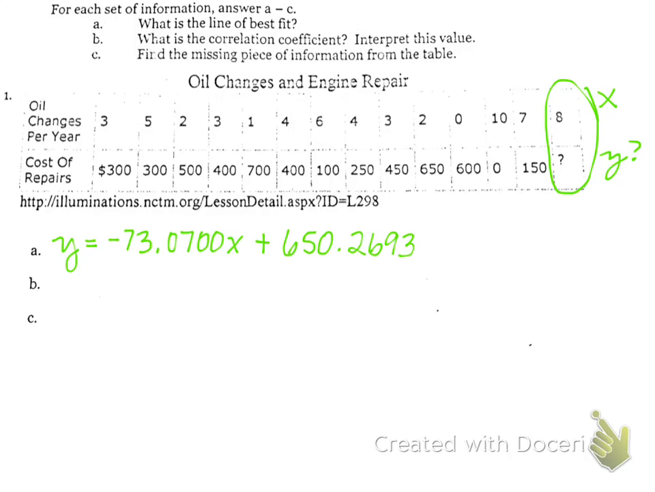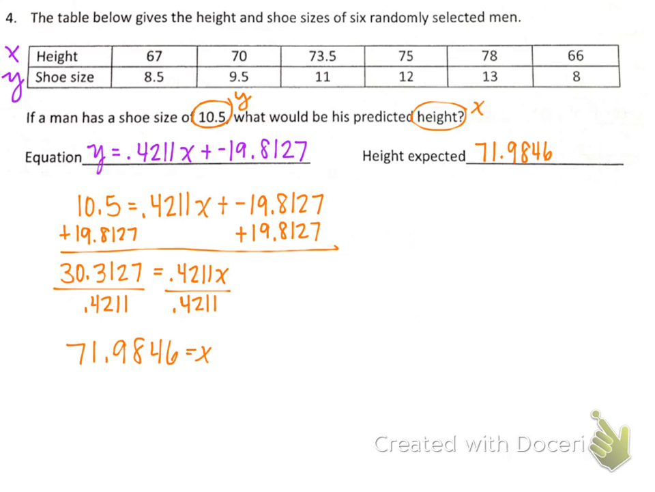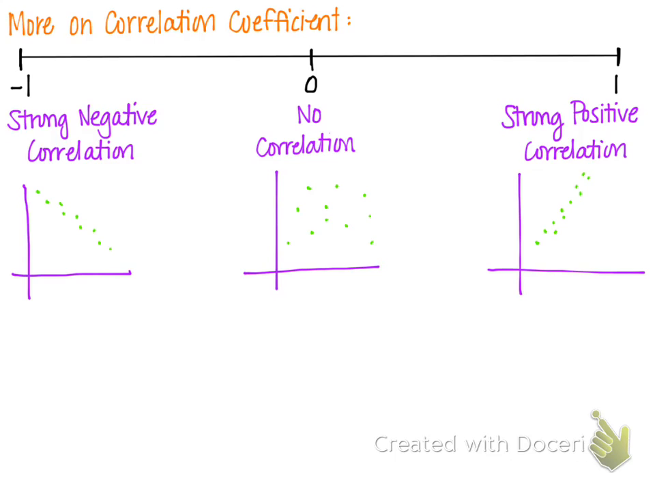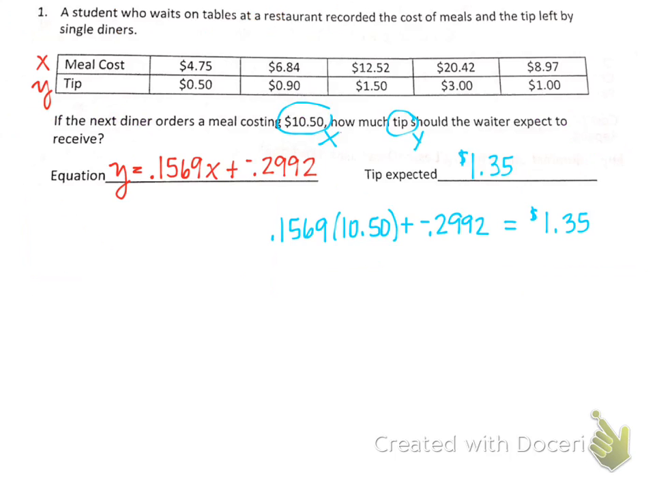Okay. Then B says we want to interpret the correlation coefficient. The correlation coefficient is your R value. So your R value is negative 0.91399, so 9140. So the way we interpret this is if we go back to that scale, so I'm going to flip back to that scale. We have something that's close down here at this end. We have negative 0.9 something. So we can easily say that we have a strong negative correlation.